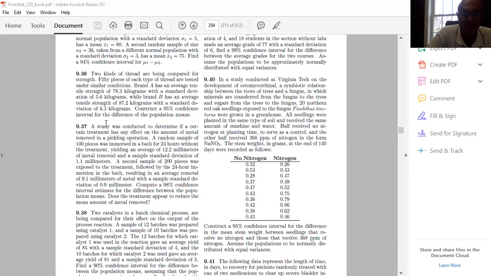yielding an average of 12.2 millimeters of metal removed, and a sample standard deviation is 1.1 millimeters. A second sample of 200 pieces were exposed to the treatment, followed by the 24 hours immersion in the bath, resulting in the average removal of 9.1 millimeters of metal with a sample standard deviation 0.9 millimeters. Compute 98% of the confidence interval. Okay, does the treatment appear to reduce the mean amount of metal removed? So that's what it says.